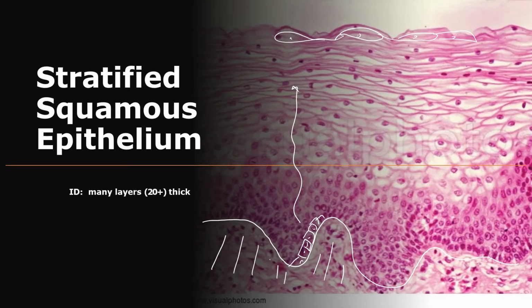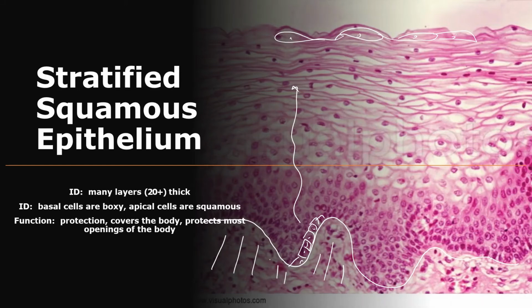Many layers. Way more than 2. I mean, you can count them here, but I just put 20 plus because there's a lot of layers here. Basal cells are boxy, but the apical cells are squamous. Protection, protection, protection. That's the default answer on stratified squamous. There are lots of layers because it's to take hits, it's to take abrasions to be rubbed off, sloughed off, and then regrown from the basal surface.